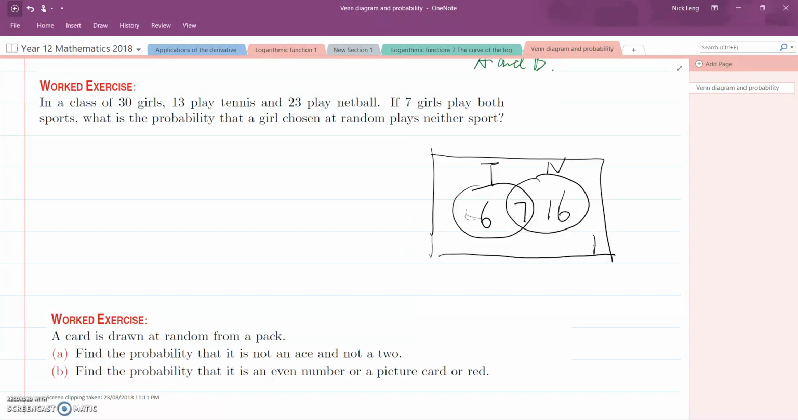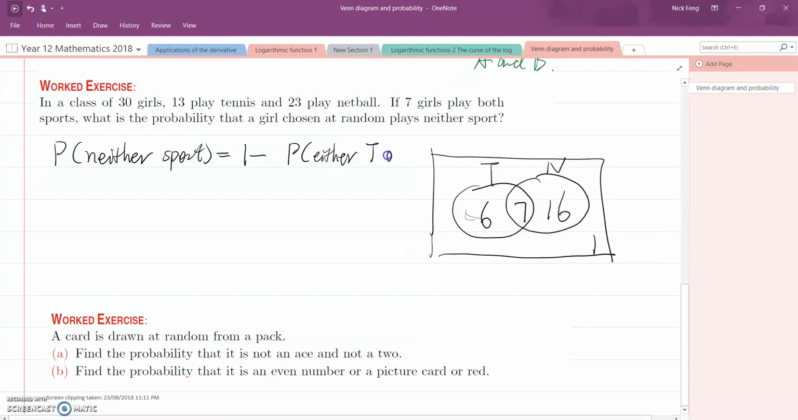However, what is the best way of doing this? Because if we are finding the probability of playing neither sport, that basically is 1 minus the probability of playing either sport. Either tennis or netball. Either or, which is the whole bit right here. And to work out that bit, that is the probability of tennis plus the probability of netball minus the probability of tennis and netball.